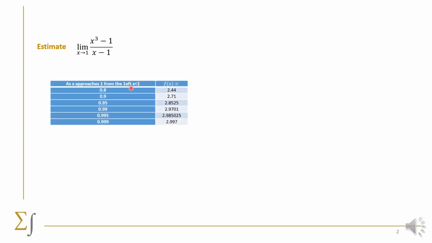So when x is less than 1, we take 0.8, we find the corresponding f of x, we take 0.9, we find the corresponding f of x, and so on until we reach 0.999, and we see that f of x is getting closer and closer to the value of 3.